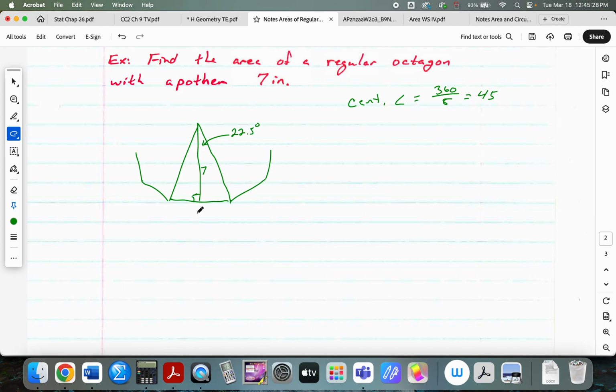Since the apothem splits this side in half, I'm going to call this S over 2. You can call it just X or something like that. Don't call it S whatever you do. So S over 2 is opposite the 22.5. 7 is adjacent, so that's tangent. So the tangent of 22.5 is equal to S over 2 over 7. So that means that S over 2 is equal to 7 tangent of 22.5. Multiplying both sides by 2, S is 14 tangent of 22.5.